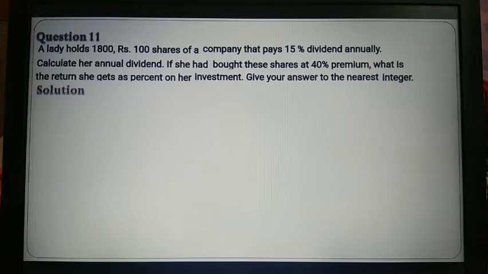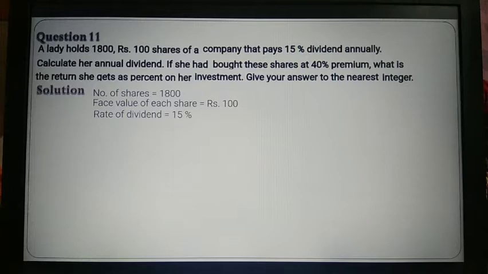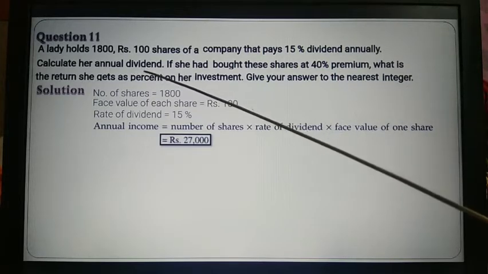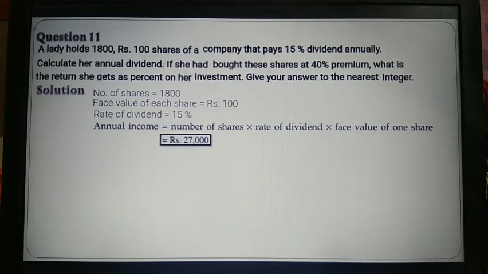Okay, so the first part is very simple. These three things have been given, and first you need to calculate the annual income, and you can easily calculate your annual income using this. We have been given the number of shares, the rate of dividend, and the face value is also given. So if you put in the values, you'll get your annual income to be this much. Annual income or annual dividend both mean the same. So the first part is done.